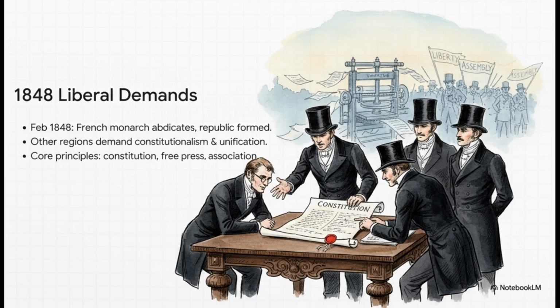In February 1848 in France, their pressure helped force the monarch to abdicate, leading to a republic based on universal male suffrage. Seeing this success, liberals in fragmented regions like Germany, Italy, Poland, and the Austro-Hungarian Empire combined their demands. They brilliantly used the chaotic popular unrest to push for unified nation-states built on strict parliamentary principles, specifically demanding a formal constitution, freedom of the press, and the freedom of association.